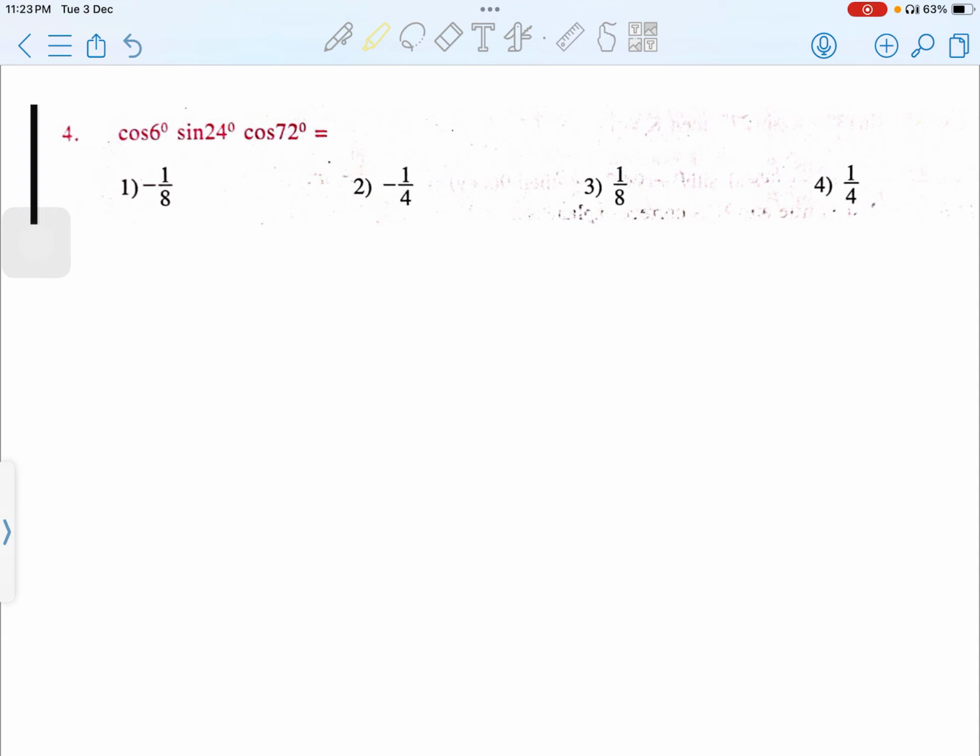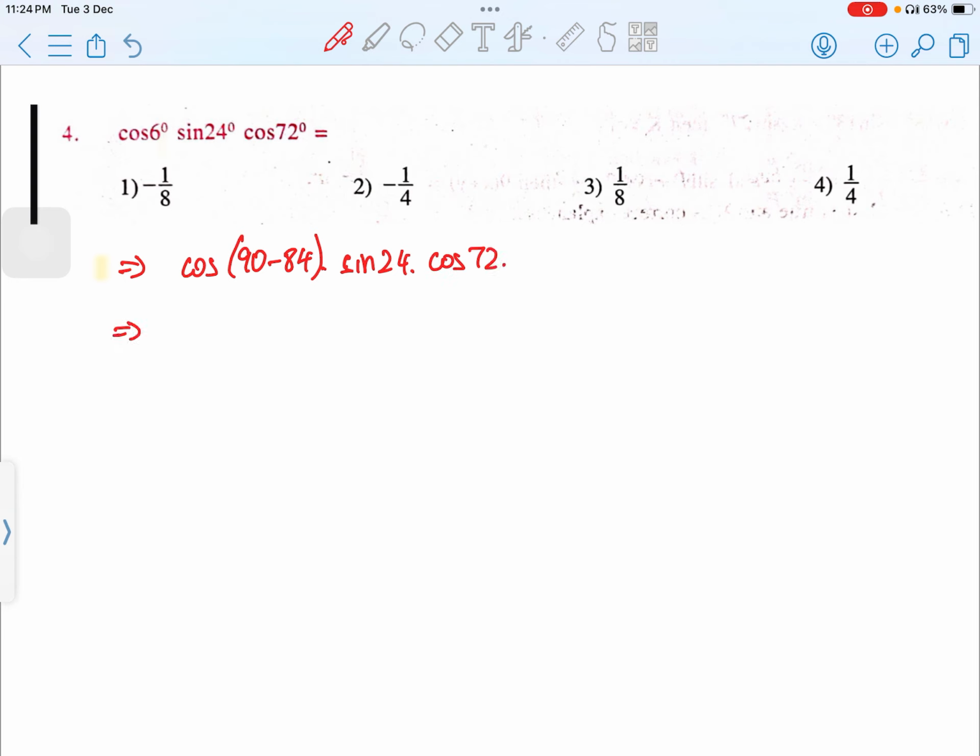Next question. Cos of 6 degree is there, sine of 24 is there, and again cos. First, you check if any other connection is there. Here it is 24 and 72. So a 6 is there. What I can do now, I can write that 6 as cos 6, I can write 90 minus 84. Remaining things, sine of 24 into cos 72.